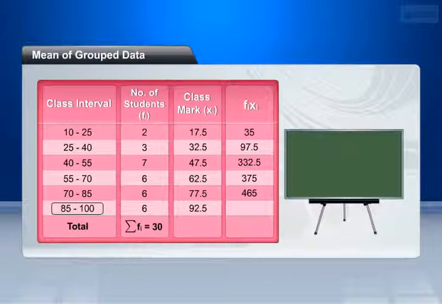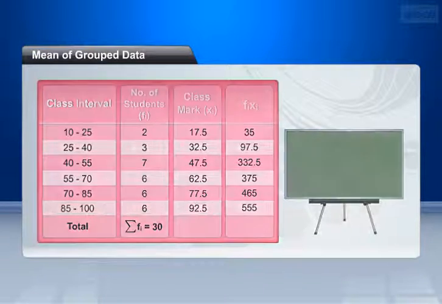Consider next class interval 85 to 100. For interval 85 to 100, the frequency fi equals 6 and the class mark xi equals 92.5. Then fi xi equals 6 into 92.5. This is equal to 555.